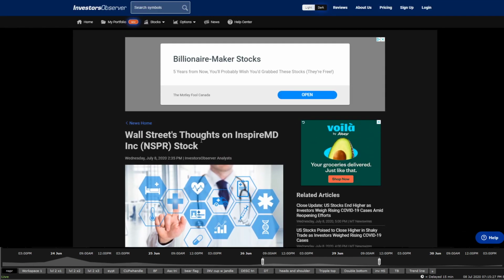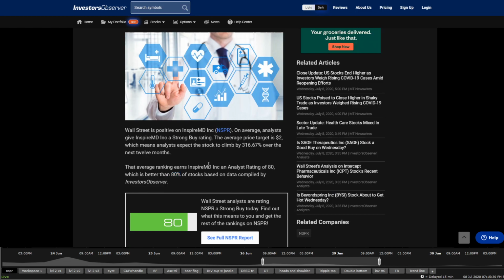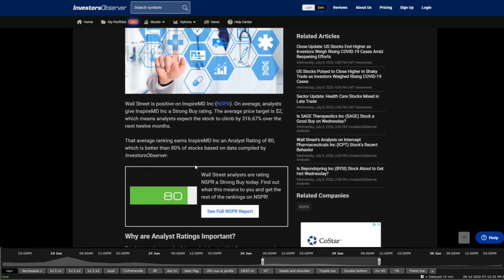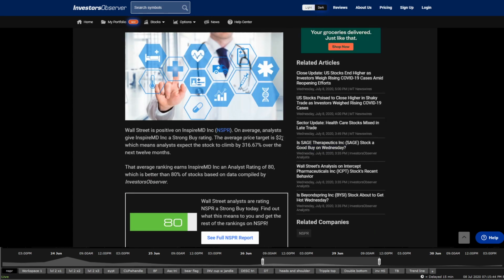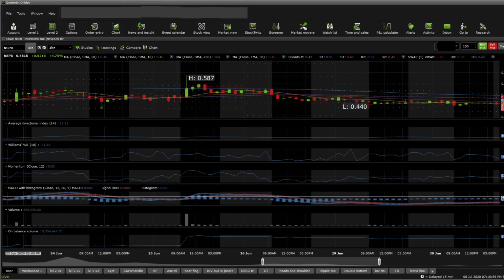Now, there's an article that I've seen quite recently from Investor Observers. I'm not sure how accurate it is, but it does say that it surpassed 80% of their stocks based on the data combined today, and that the average price target is around $2 by analysts. Now, I take this with a grain of salt, so I'll tell you what I expect this price to be, perhaps somewhere around 0.65, but that's just based on previous trading averages.